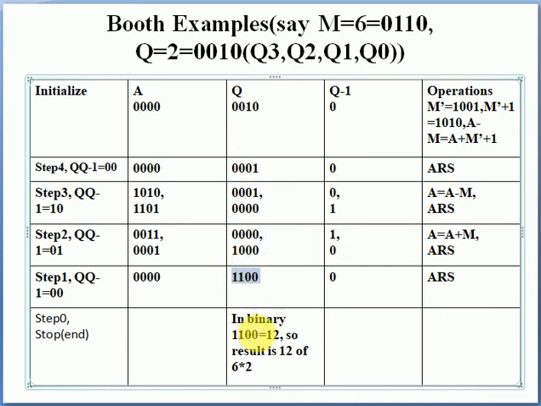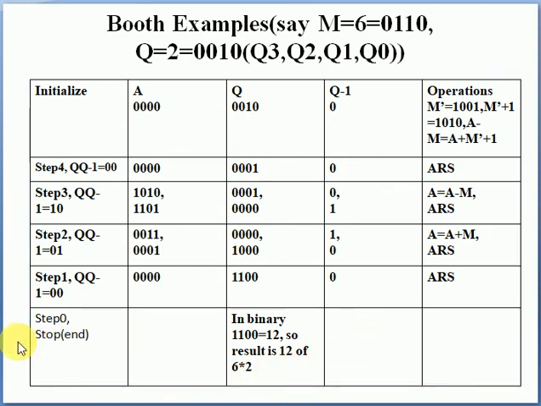Okay, in binary we have to write 12, that is 1100. Okay, so the final answer is 12 of 6 into 2. Clear? Okay, thank you.